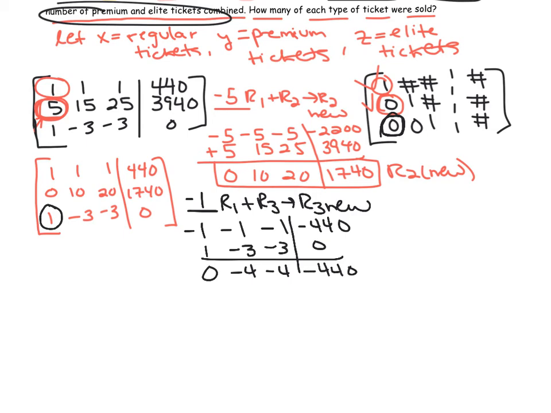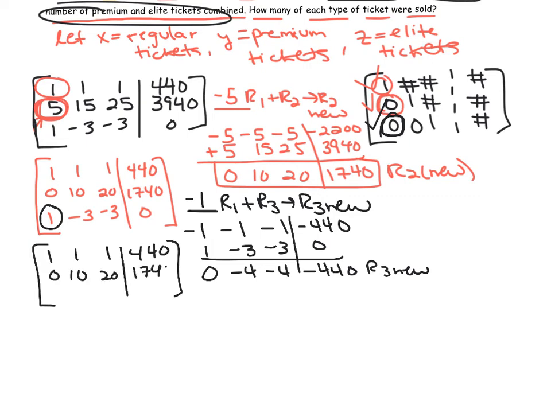Okay, so now that's my new third row. So let's write it out. So we just took care of that. We made that a 0. So now if I look, nothing changed about the first row. Nothing changed about the second row. But now my third row is 0, -4, -4, and -440. Awesome. All right, let's keep going.